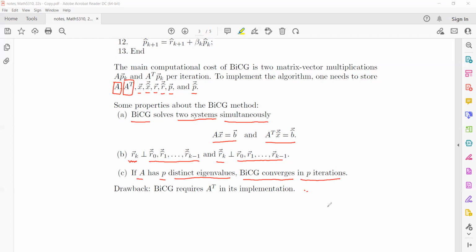Then BiCG is perfect? Not perfect, actually. The algorithm is perfect. What is the drawback of BiCG? BiCG requires A transpose to run the algorithm. Why is A transpose a drawback?